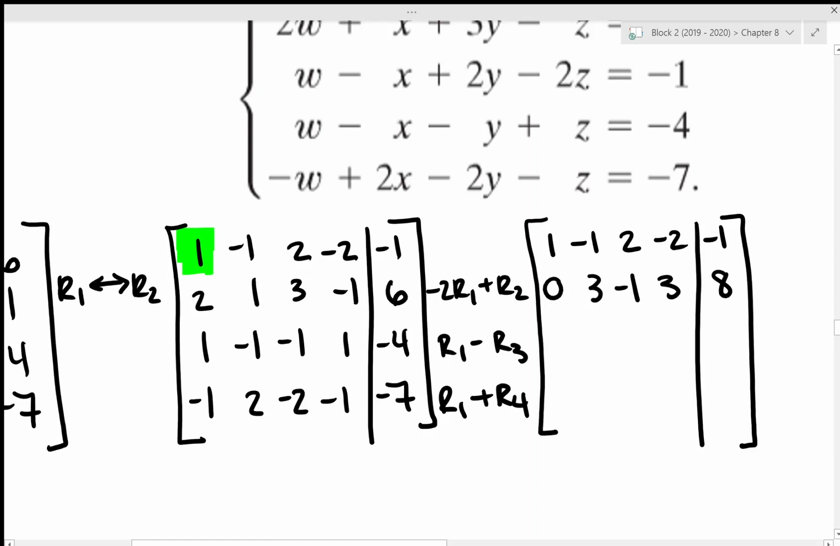Now, if I do row 1 minus row 3, 1 minus 1 is 0. Negative 1 minus negative 1, that actually is adding. I'm going to have 0 as well. Now 2 minus negative 1 is really plus 1, I get 3. And then negative 2 minus 1 is negative 3. And last, negative 1 minus negative, so plus 4, is 3.